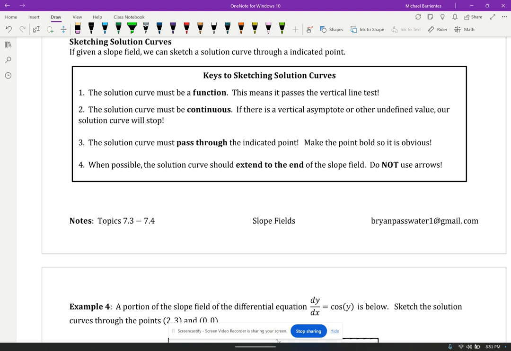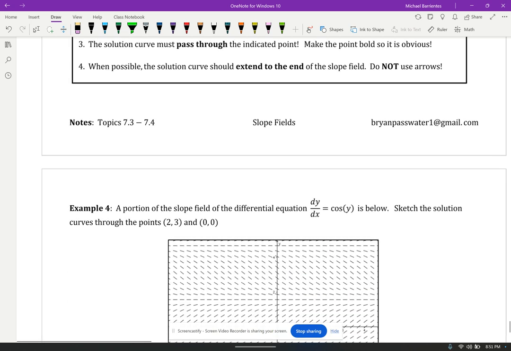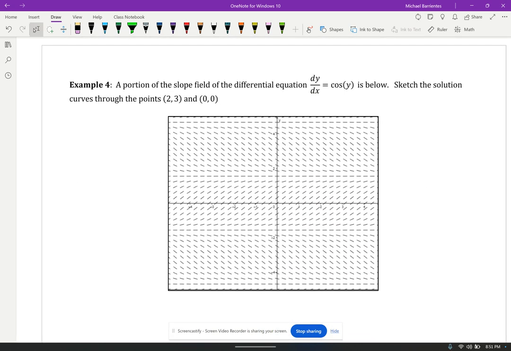And then finally, make sure to extend the curve all the way to the end of the slope field. Don't just stop and use arrows and say, oh, it's going to go in that direction. Take it all the way to the edge of the grid. And so we're about to do that with example 4.